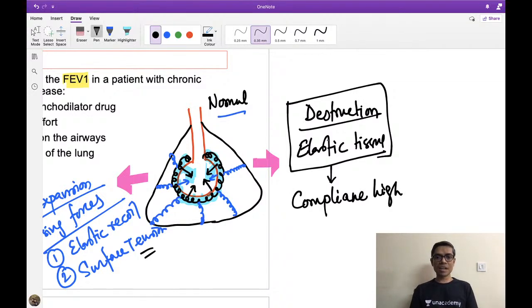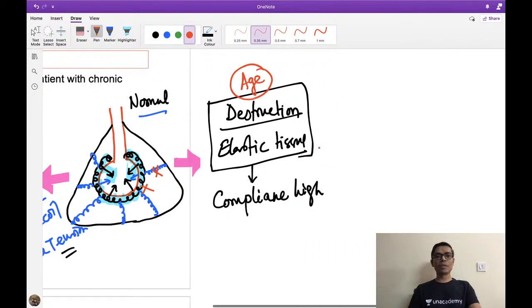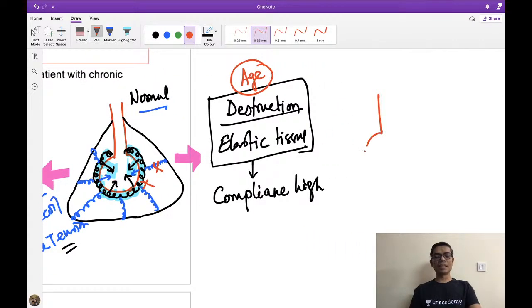So when this destruction of the elastic tissue is going to happen, this can happen normally in the process of aging. In an aged person, the elastic tissue is automatically destroyed. So this elastic septum, this elastic tissue, will be automatically destroyed. But in case of emphysema, you know that the basic pathology is the air trapping phenomenon. Inside the alveoli, what is going to happen?